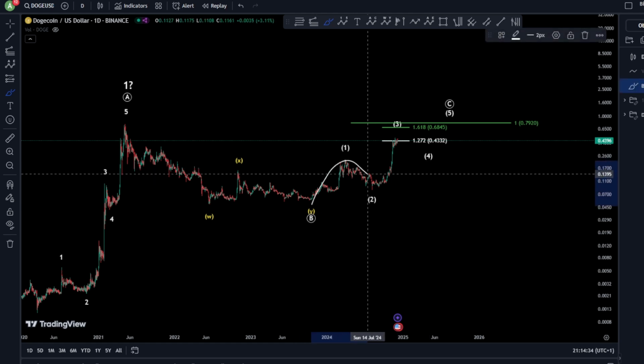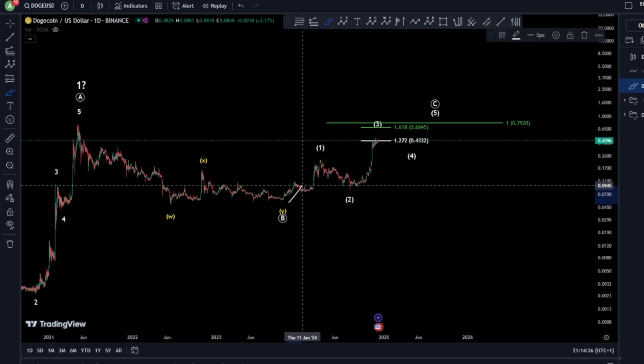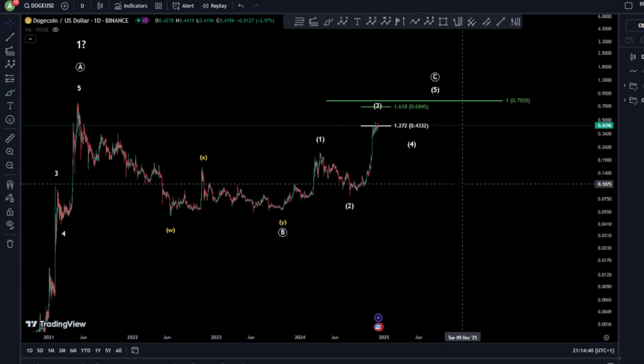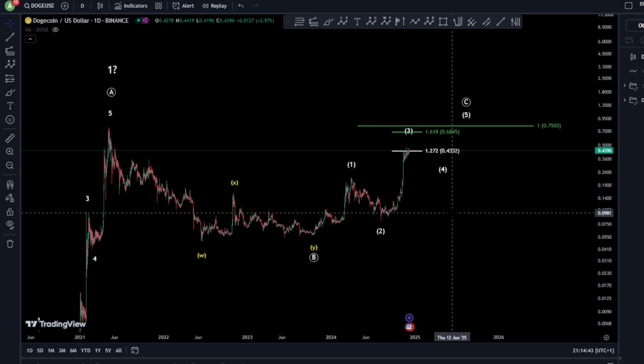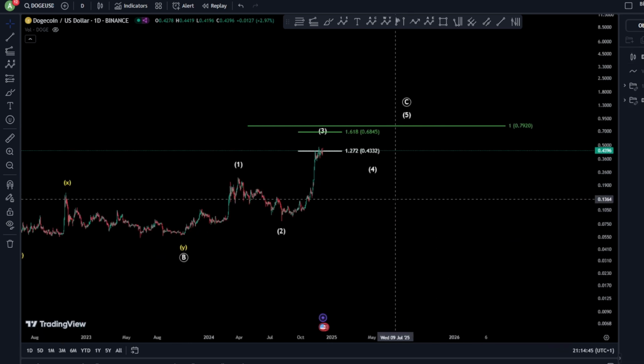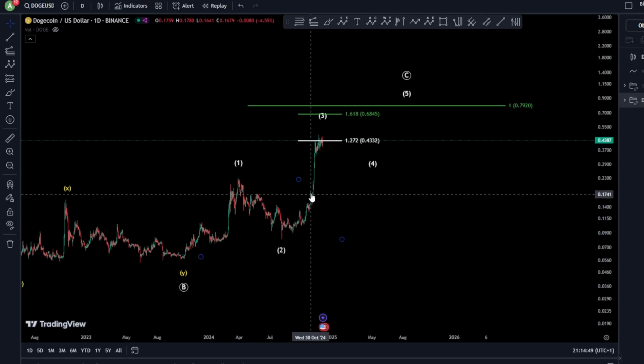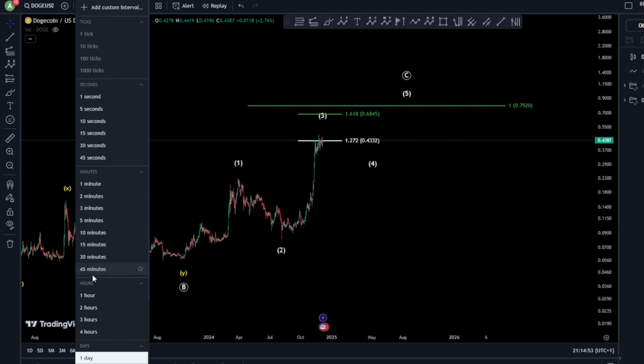Now, if we take a look here, we can see, of course, a 1, 2, 3, 4, and a 5. Of course, looking for this impulse towards the upside, where we saw a massive move towards higher prices. And we're looking here at several 1-2s in this area, which we're going to take a closer look at on the 1-hour chart.